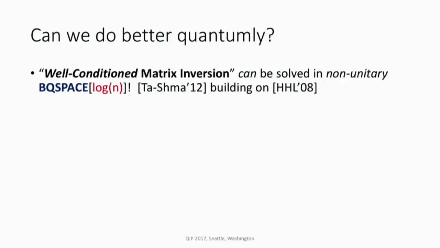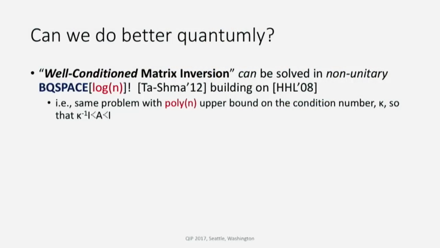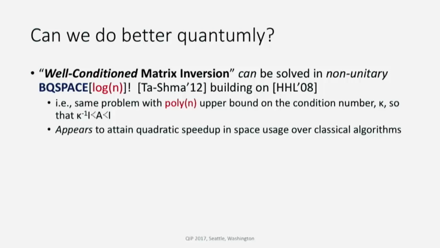And a really surprising result, I think, of Ta-Shma from 2012 gives a kind of conditional answer. It says that if you add a well-conditioned constraint on the matrix, so you have the same matrix inversion problem that we just talked about, but you bound the condition number, the ratio of the largest to smallest singular value, by a polynomial in n, then you in fact can solve this matrix inversion problem in BQ space log n in a non-unitary class. So the circuit has intermediate measurements. But of course this appears to obtain a quadratic speedup in space usage over classical algorithms.